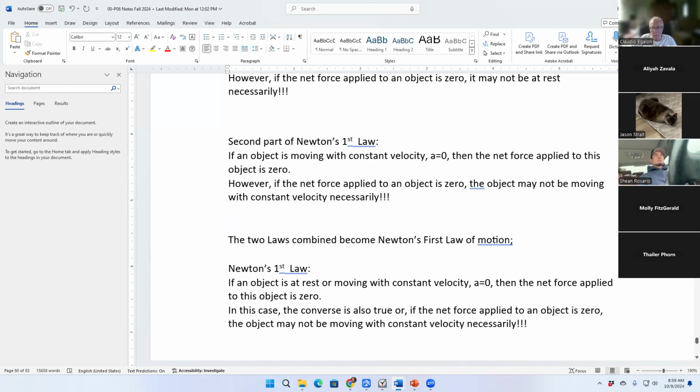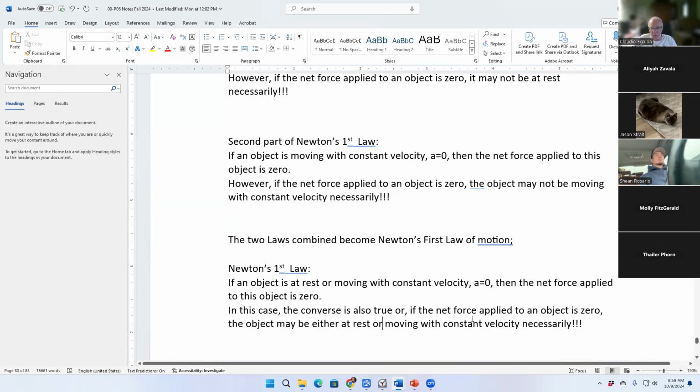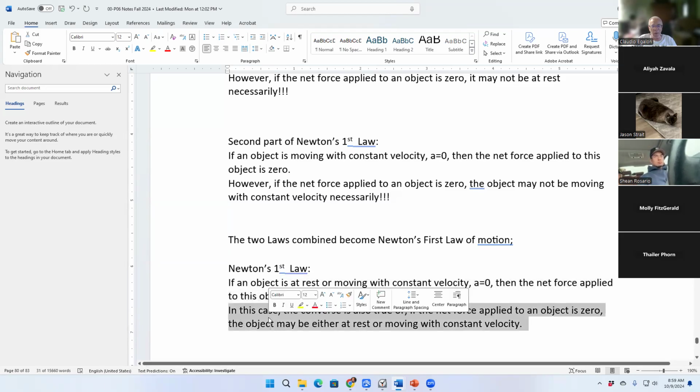Or, if the net force applied to an object is 0, the object may be either at rest, or moving with constant velocity. That's the full statement of Newton's first law.